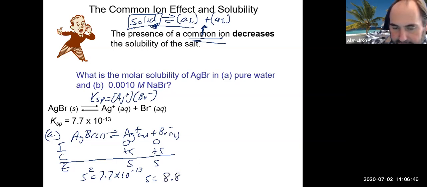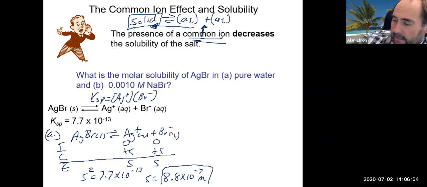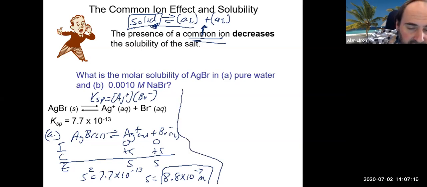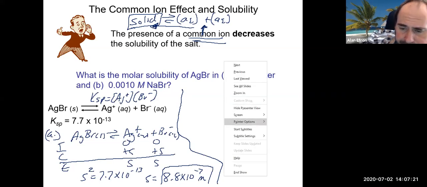8.8 times 10 to the minus 7 molar for our silver bromide, which roughly is something like 0.00016 grams per liter, which again is not very much being dissolved if you convert that into grams per liter. Any question on that calculation? So that's just like what we did in previous examples.